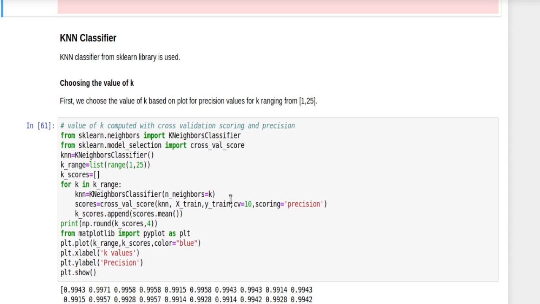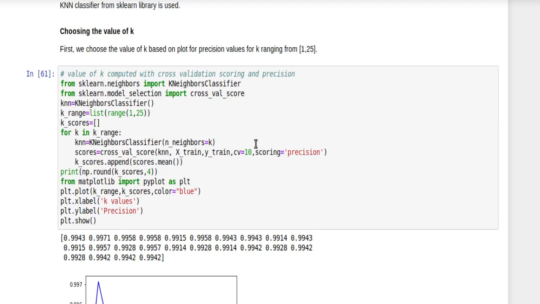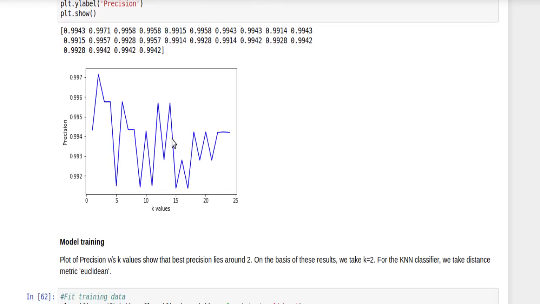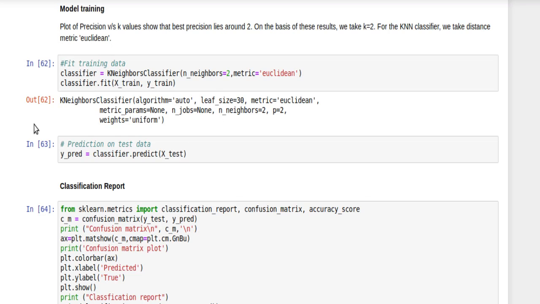To apply KNN classifier, we use the sklearn library. Here we have plotted a graph, precision value versus k, and from that we can see that precision is coming maximum for k value equals 2. So we can take k equals 2 because this is giving maximum precision. Now we are taking the Euclidean distance for k nearest neighbors.